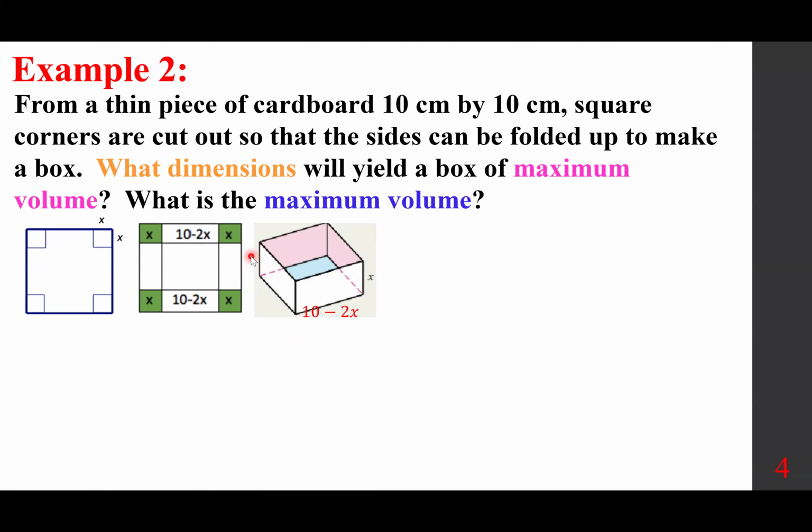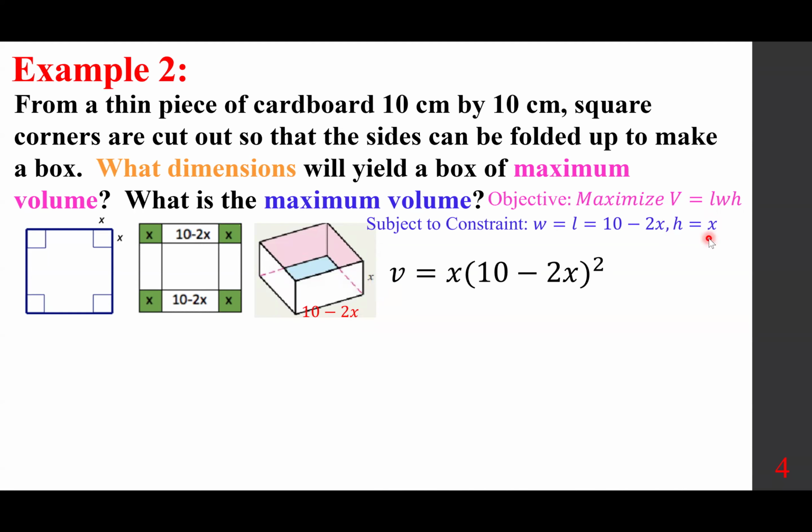The objective is to maximize the volume of a rectangular solid, which is the length times the width times the height, subject to the width equals the length equals 10 minus 2x, and the height is x. Change the length and width, change the height accordingly, and you get the volume as a function of x: x times 10 minus 2x quantity squared.